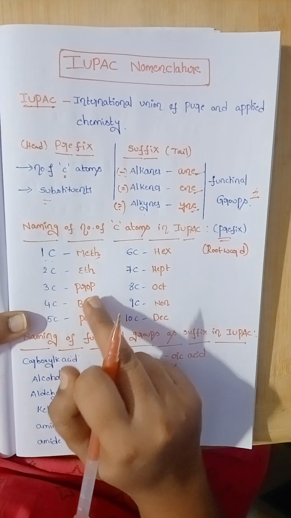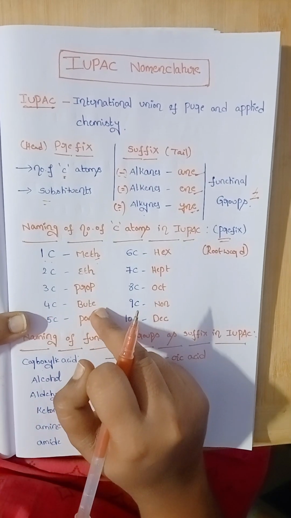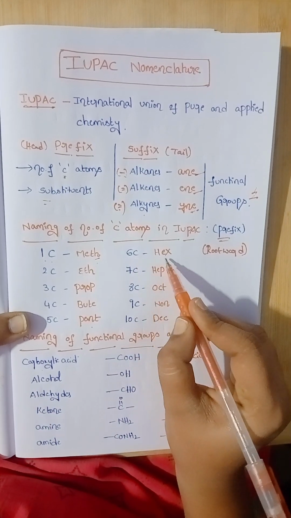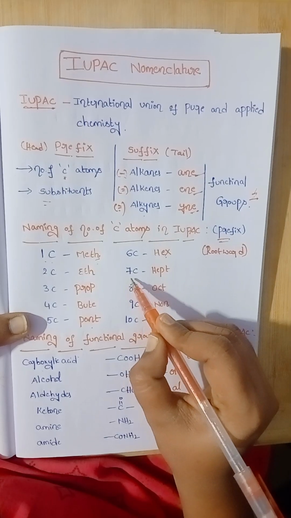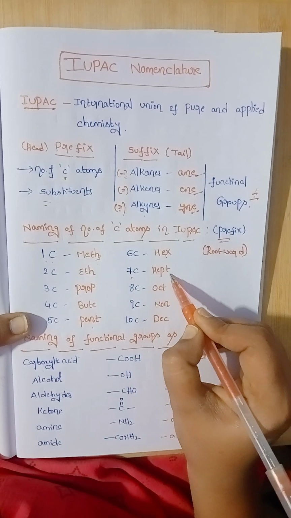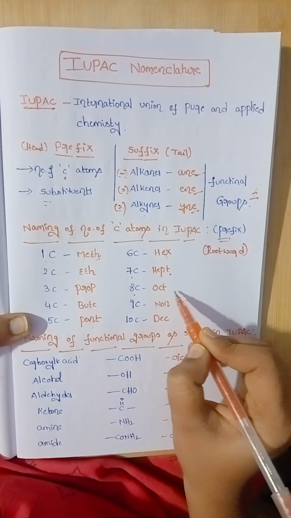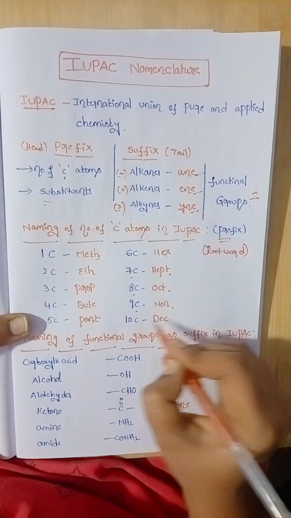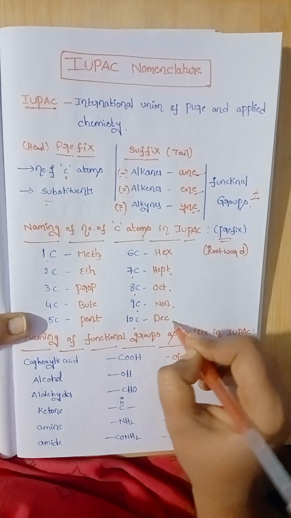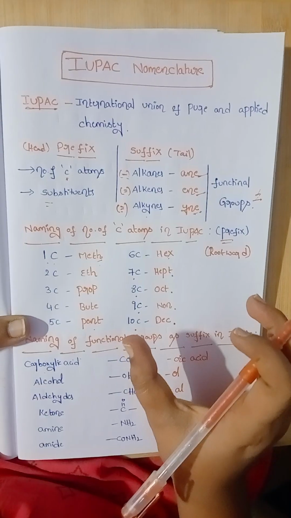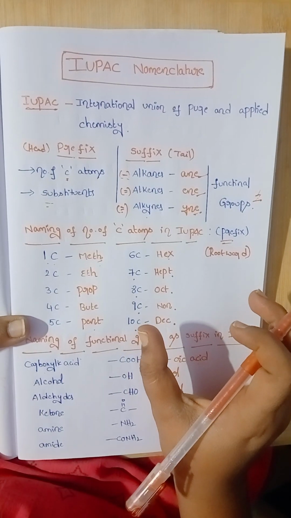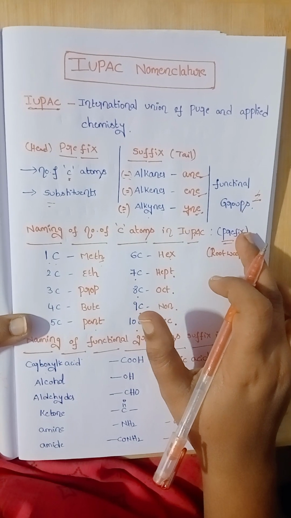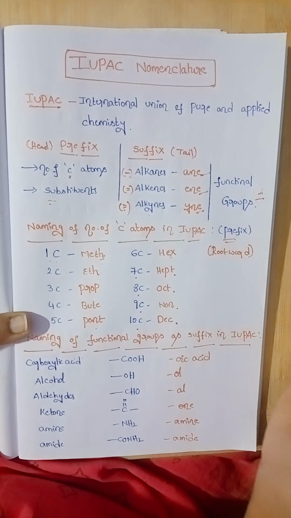If three carbons, prop. If four carbons, but. If five, that is pent. If it contains six carbons, it starts with hex. If it has seven carbons, it starts with hept. If it is 8, it starts with oct. If it is 9, it starts with non. If it is 10, it starts with dec. These are the most important root words, that is, the names for the number of carbon atoms as prefix, the starting of the hydrocarbons. Let us see about suffix.